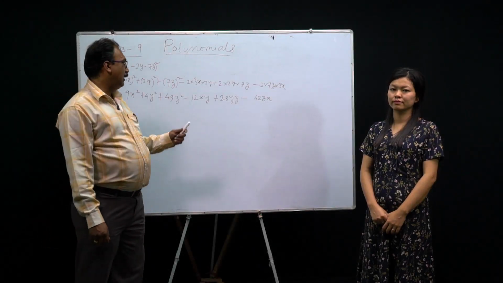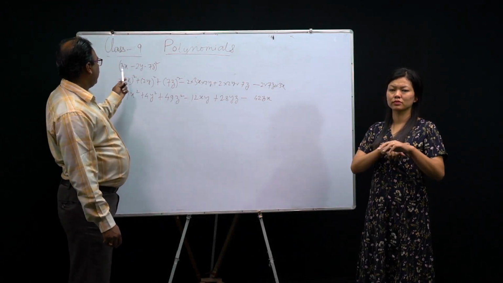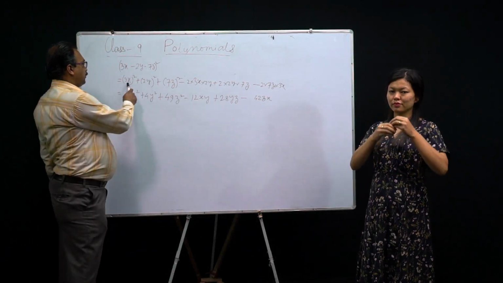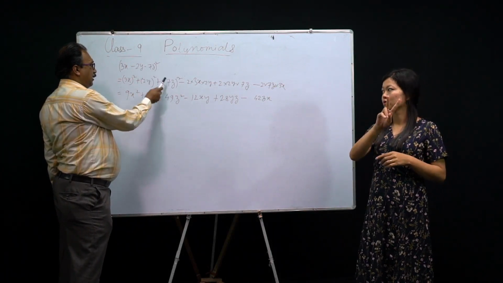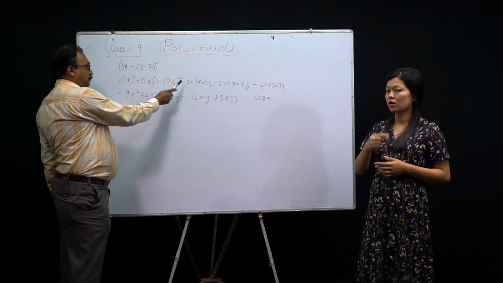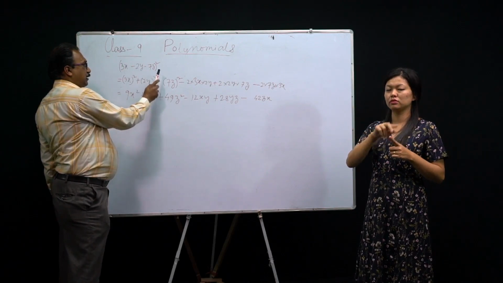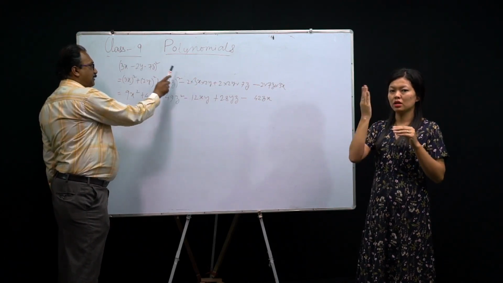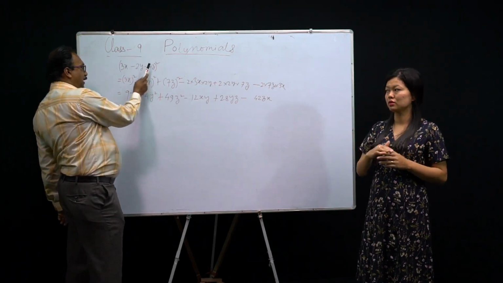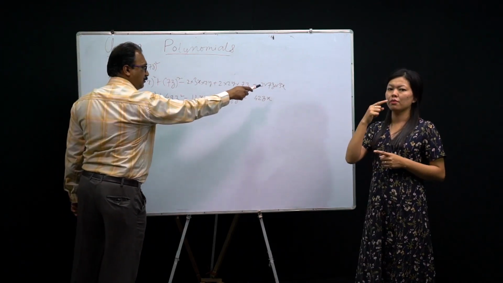Yes. Now look at what I told you last time. This type of expanding, you have to do like this: square, this square, this square. Then minus plus minus 2 into this. Minus minus plus 2 into this. Minus plus minus 2 into this.